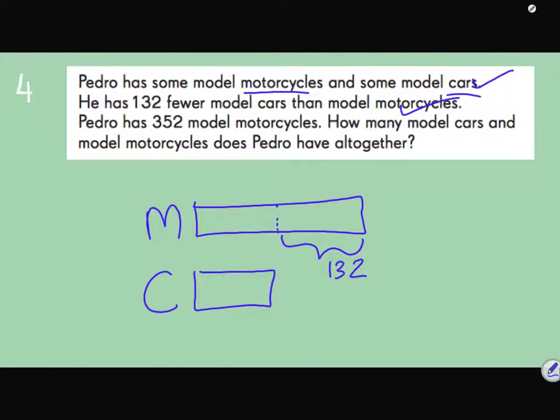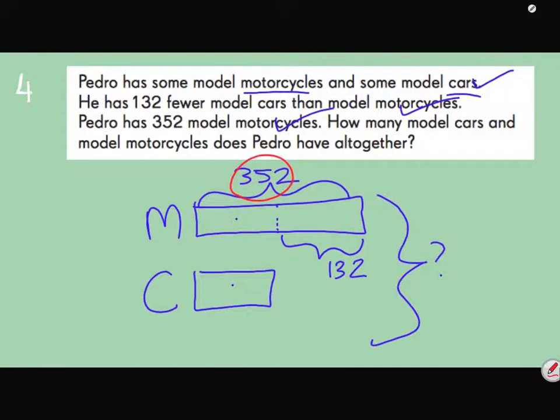Pedro has 352 motorcycles altogether, which would go here. And we're trying to figure out how many cars and motorcycles he has altogether. So we would set this up exactly as we see here. We would notice these 2 parts are equal. We'll, of course, dot those. And we want to figure out how many there are altogether. And we already know that there are this many motorcycles, but we need to figure out how many cars there are so that we can then add that sum together to get our question mark.